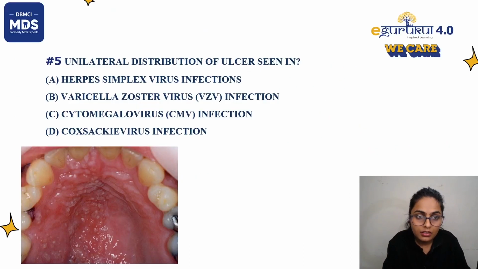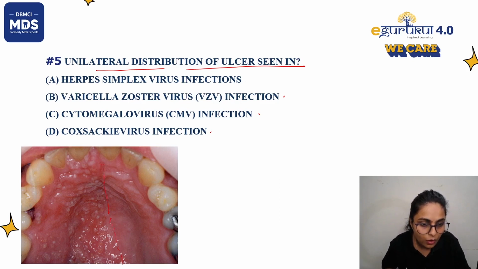Next question that we have is: unilateral distribution of ulcer is seen in herpes simplex infection, varicella zoster infection, cytomegalovirus infection, and Coxsackie infection. They have put up an image where you can see small vesicles on half of the palate. There is only one infection which shows unilateral distribution, which is varicella zoster infection.